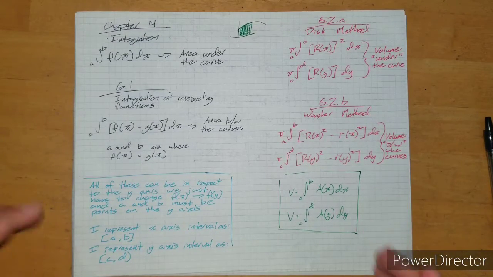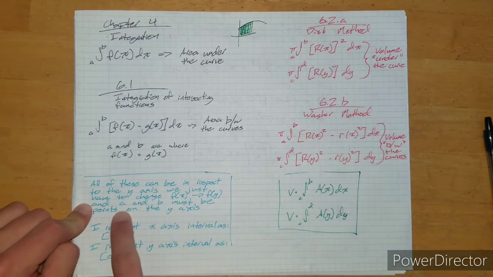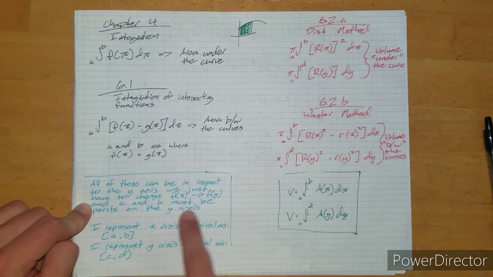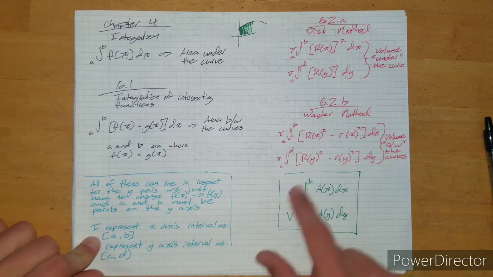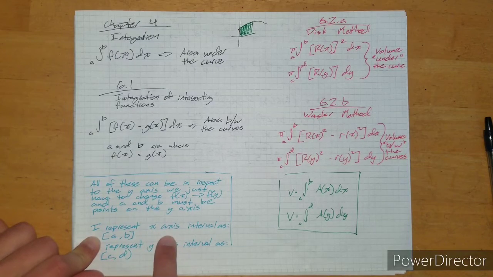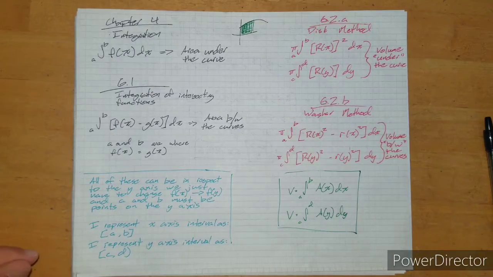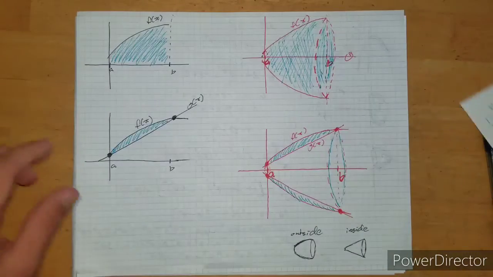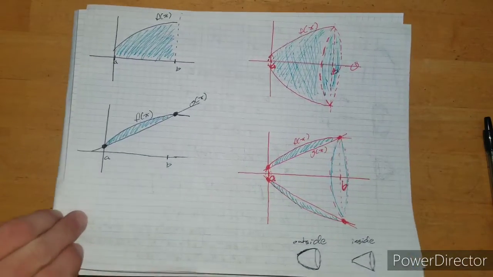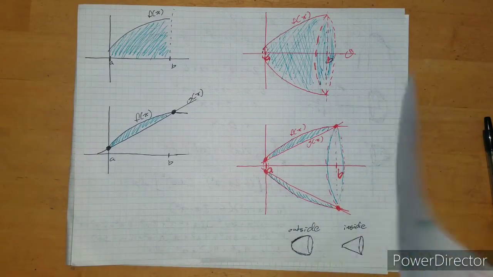We just have to change from f of x to f of y, so that's very important. And a and b must be points on the y-axis. So on all of these, I represented a and b as x-axis points and c and d as y-axis points. So let's look at what it looks like on the graph. I tried to match these up.